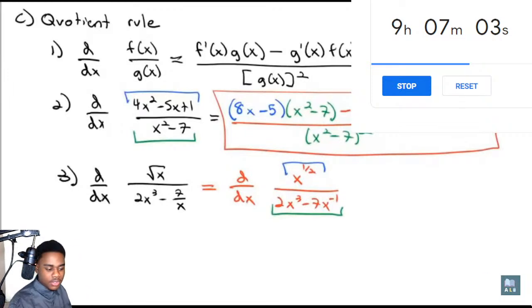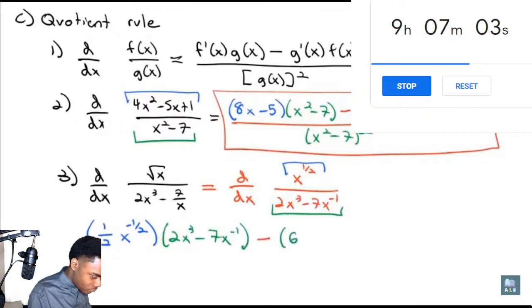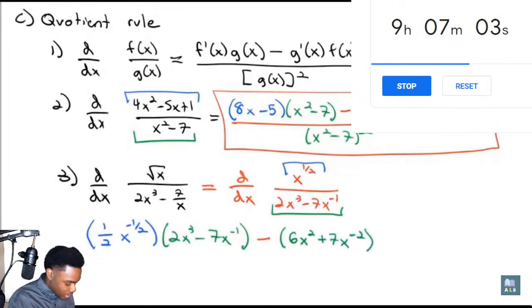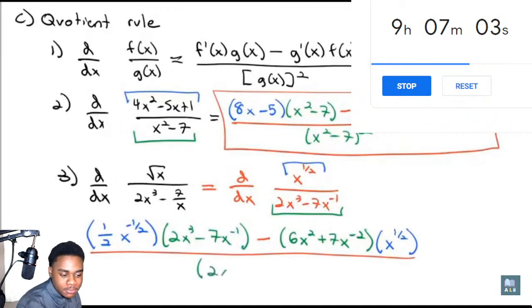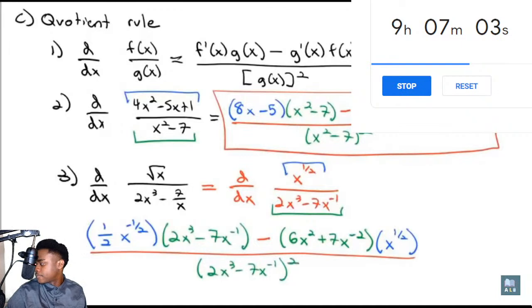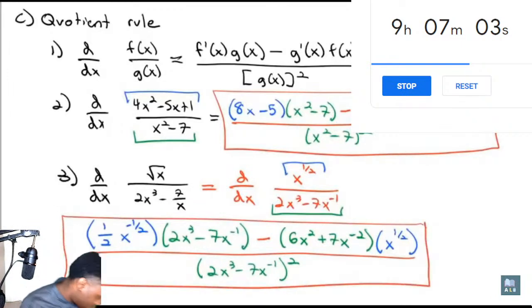We take the derivative of the first one. Pull the exponent out front, x. Subtract 1 from 1/2. 1/2 minus 1 is negative 1/2. Times the denominator, which is 2x cubed minus 7x to the negative 1. Subtract. And then we take the derivative of the denominator. 2 times 3 is 6, x squared. Negative 7 times negative 1 is positive 7, x to the now negative 2, times the first function, which is x to the 1/2. And this is all over that denominator, 2x cubed minus 7x to the negative 1, squared. And we now have the derivative of our quotient.